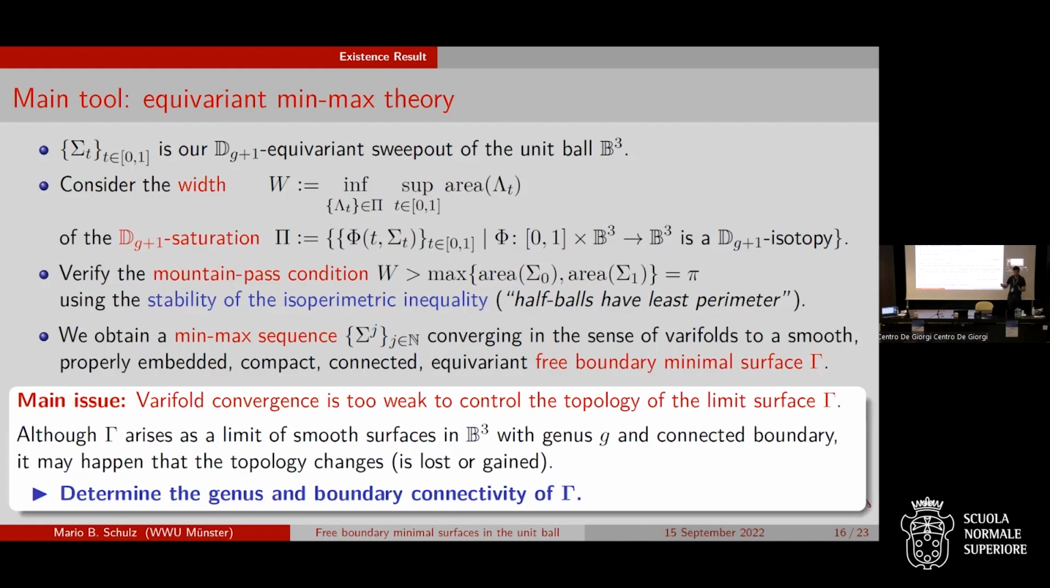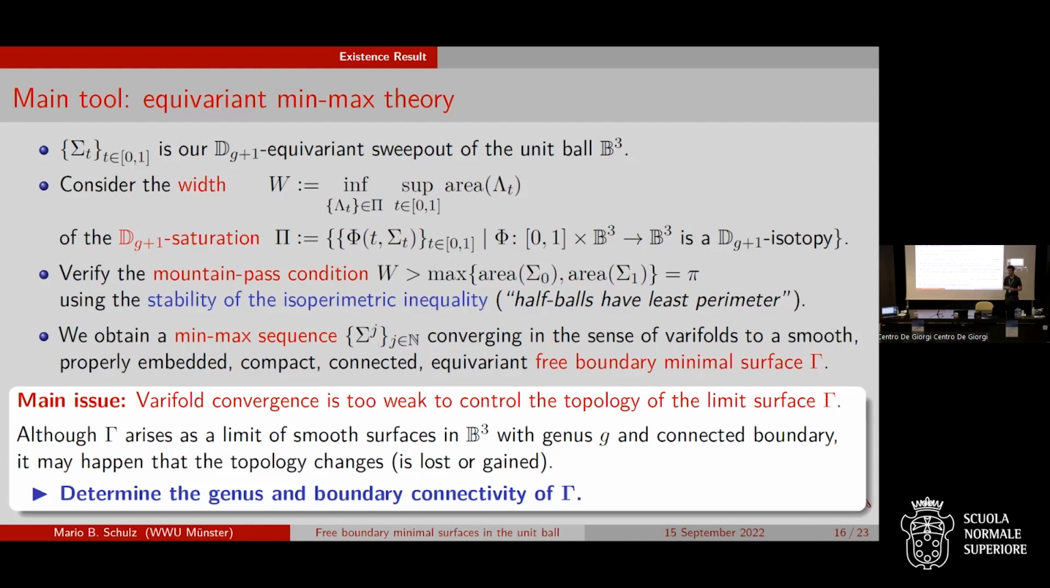So the main issue is that we have a sequence of smooth surfaces converging to a solution, but only in a very weak sense. So the convergence does not preserve the topology, right? Even though our sequence of surfaces had the right properties, the topology might get lost or even gained in the limit. So really the essence of the proof is to show that whatever limit we get from the min-max theory, it has the right topology in the end. So the topological control is the essence here. Getting a solution is easy, but knowing what it looks like is hard.